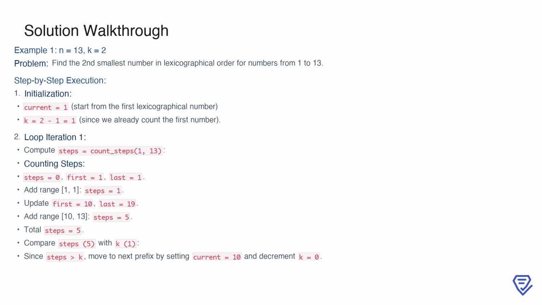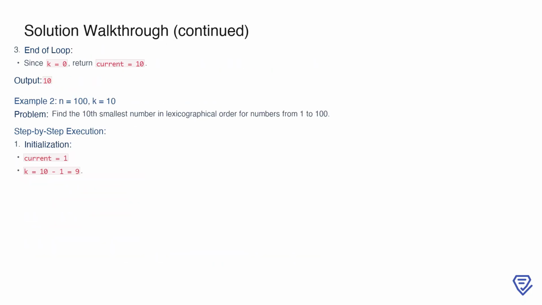Starting with first and last both at 1, we count all numbers in the range 1, 1, adding 1 to our total steps. We then extend the range to 10, 19, which contributes 4 additional steps, as the range is bounded at 13. This gives us a total of 5 steps. Since the total steps from the current prefix exceed k, we stay within this prefix but move deeper into it by setting current to 10, and we decrement k to 0, as we have now pinpointed the desired range. At this point, since k has reached 0, we can conclude that the second smallest number in lexicographical order for the range 1 to 13 is current, which is 10.